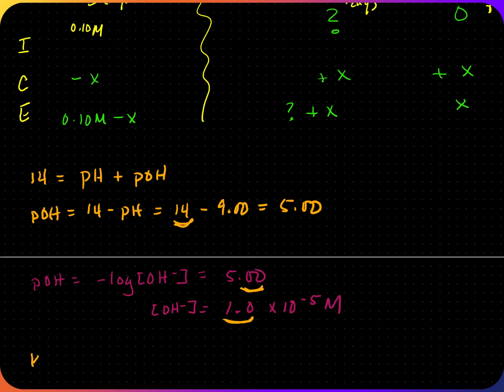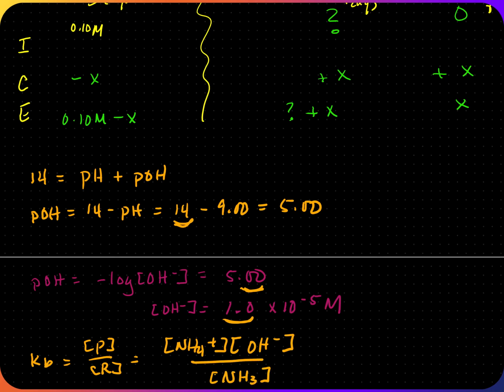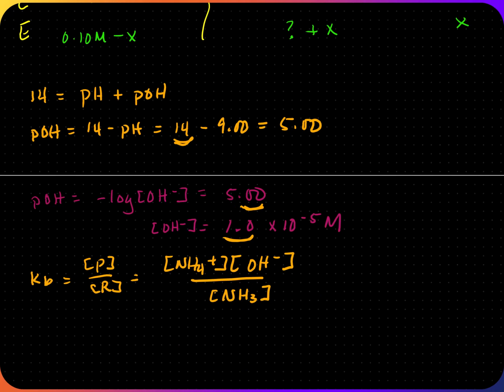Now I write a KB equation because KB is given. It's products over reactants. It's going to be NH4 plus times OH minus over NH3. Water does not count again because it's liquid. In equilibrium, we always ignore liquid and solid. Now we're going to plug in.